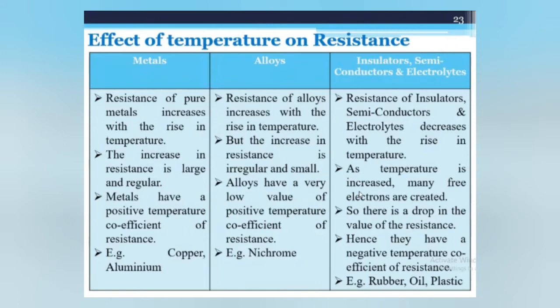The second main point of this comparison is that the increase in resistance is large and regular in metals, but the increase in resistance is irregular and small in alloys. As the temperature is increased, many free electrons are created in insulators and semiconductors. Examples of metals are copper and aluminum, alloys are nichrome, and insulators, semiconductors, and electrolytes are rubber, oil, and plastics.